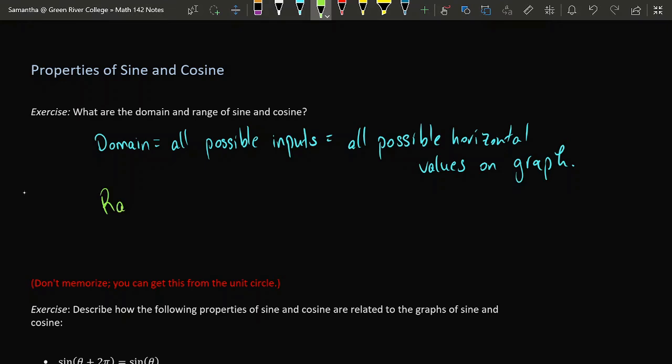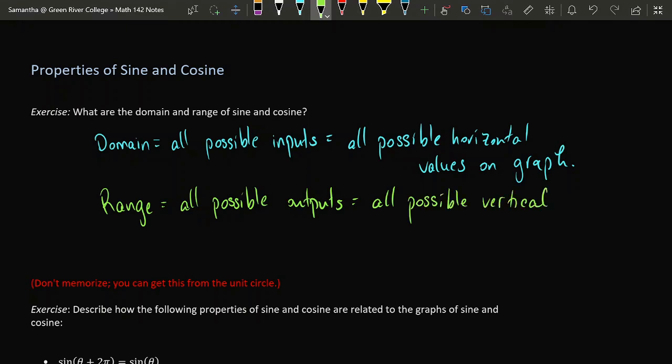The range is similar, except the range is the description of all possible outputs, and graphically this would be represented by all the possible vertical values on the graph.